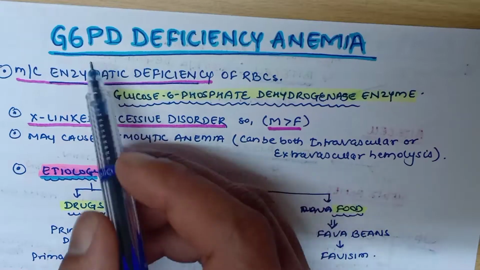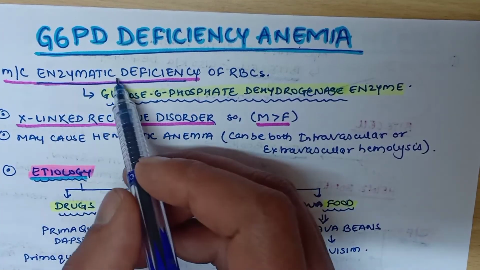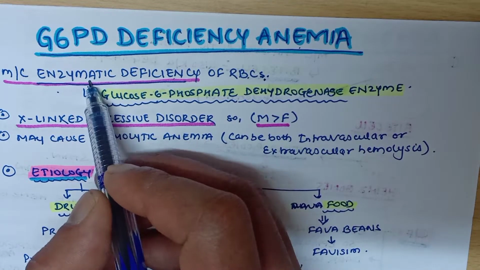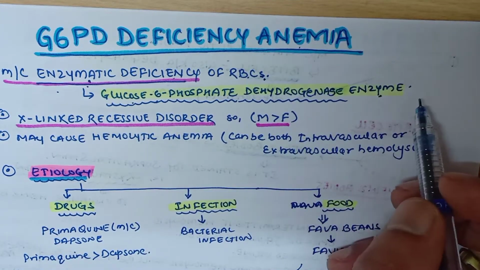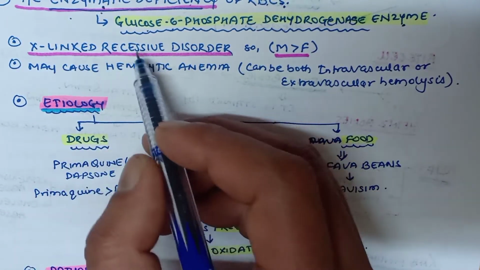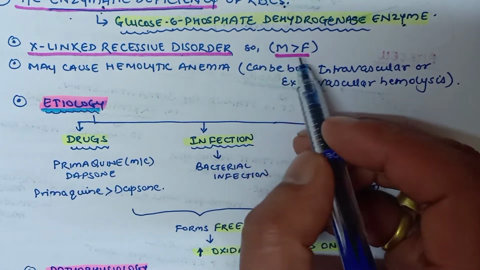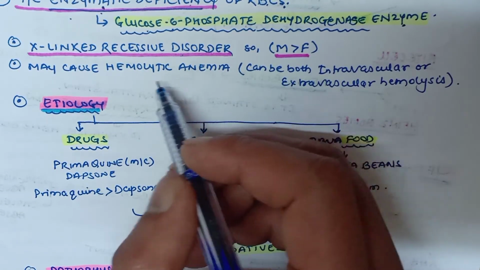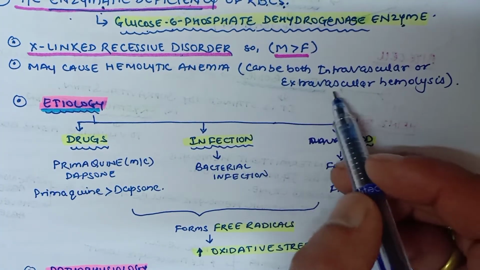So let's start. G6PD Deficiency Anemia is the most common enzymatic deficiency of RBC, and the most common enzyme involved in this deficiency is the Glucose-6-Phosphate Dehydrogenase enzyme, that is G6PD enzyme. The mode of inheritance is X-linked recessive disorder, and because it is X-linked recessive, males will be more commonly affected than females. This G6PD deficiency can cause hemolytic anemia, which can be both intravascular as well as extravascular hemolysis.